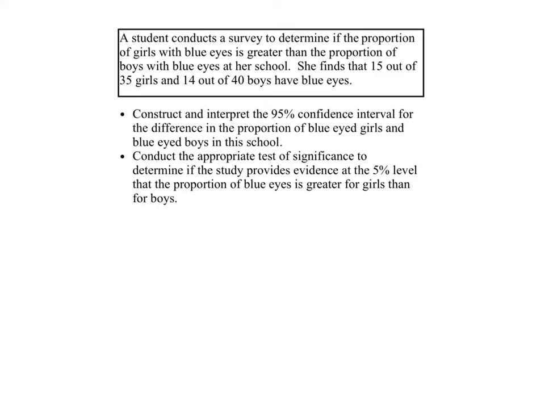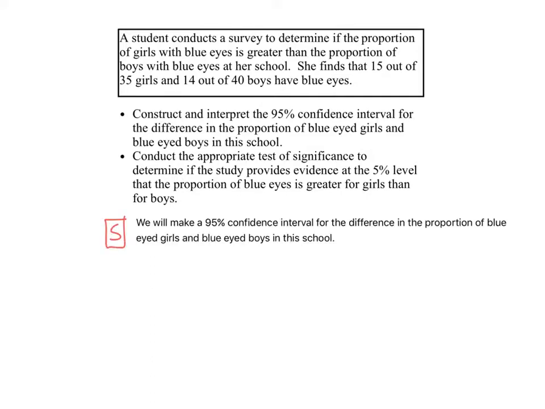So, a student conducts a survey to determine if the proportion of girls with blue eyes is greater than the proportion of boys with blue eyes at her school. So she finds 15 out of 35 girls, 14 out of 40 with blue eyes. So, we're going to do a state, plan, do, conclude, to build a confidence interval. So let's start with the state.